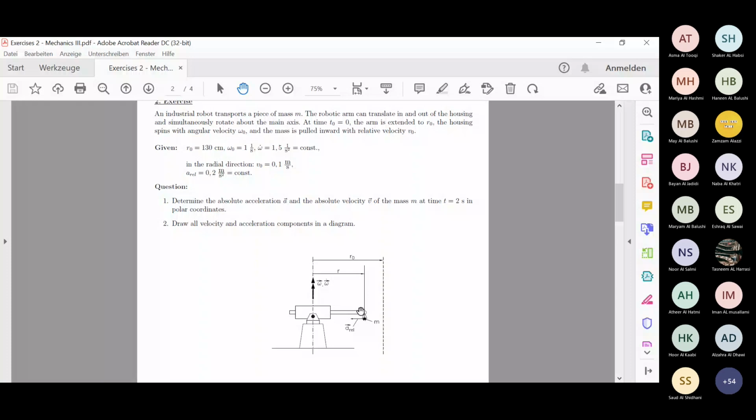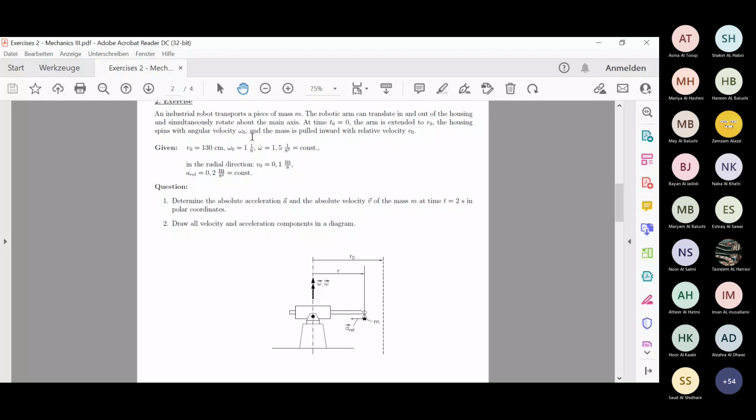At time t0, the value of time is 0. The arm is extended to R0, which means it's at this position at time t equal to 0. The housing spins with angular velocity omega 0, and the mass is pulled inward with relative velocity v0.